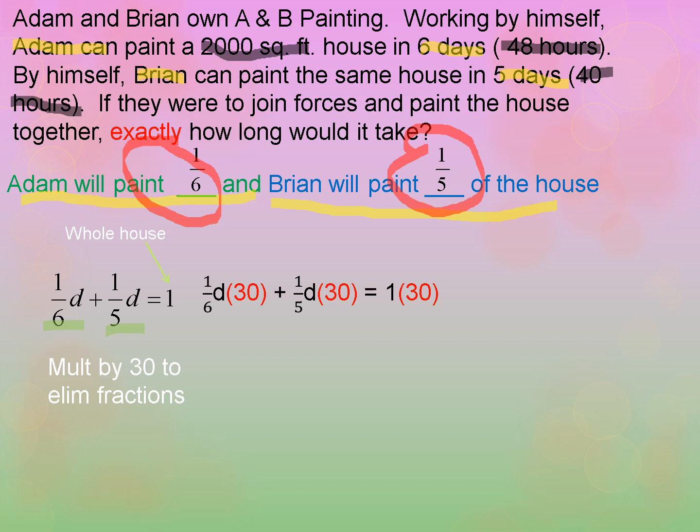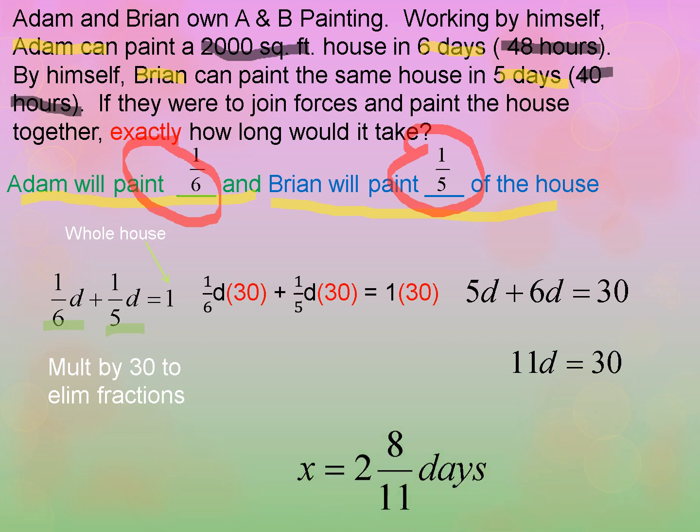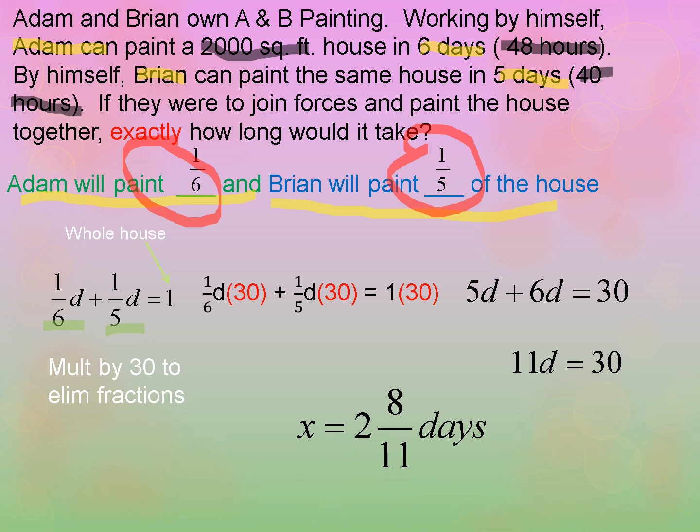Well, 1/6 of 30 is 5. 1/5 of 30 is 6. So I get 5D plus 6D equals 30. Now, combine like terms. We get 11D equals 30. And then we divide by 11, and we get 2 8/11 days. Okay, now we said exactly. So you could leave your answer in fraction form like this because that tells me exactly how long it's going to take the painters to paint the house.